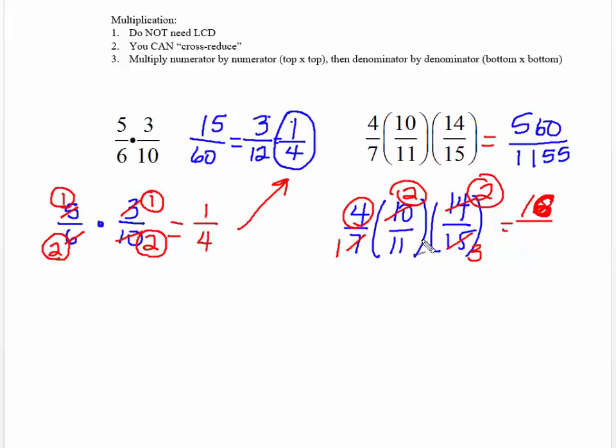Then I'm going to multiply 1 times 11 times 3, which is 33. And again, 16, I'm going to rewrite that because that kind of looks a little nuts. 16 over 33 is as reduced as it can get. So that is, again, it takes a little bit to learn how to cross reduce, but it's definitely more simple than trying to reduce those huge numbers just like that.